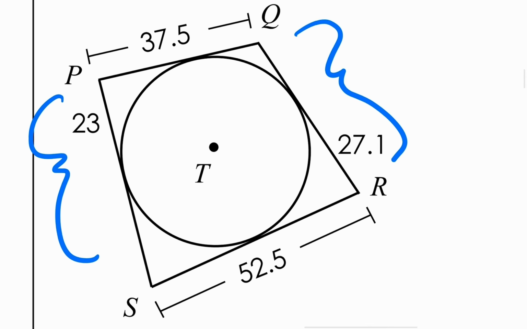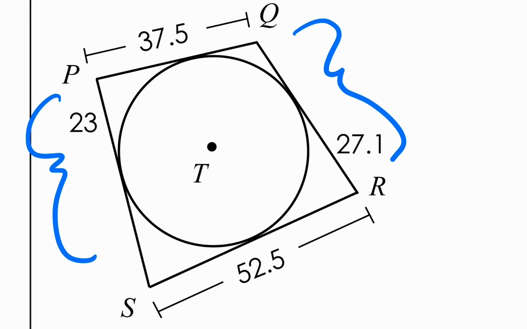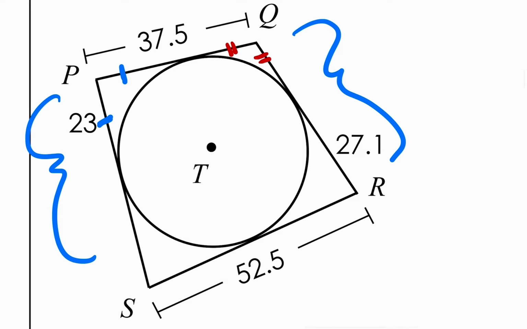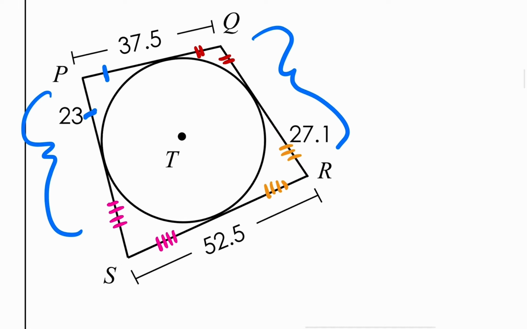So when I zoom in here, I can pick things apart that I know. I know that any segments coming from the same external point would be congruent to each other. So these are congruent, and these are congruent.